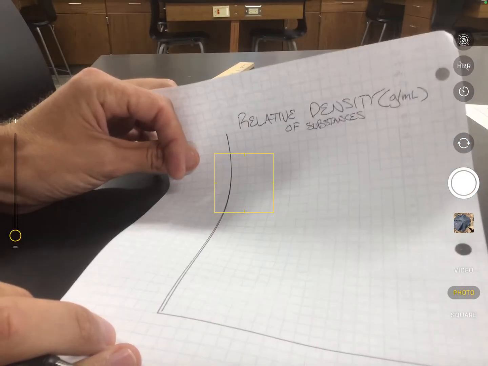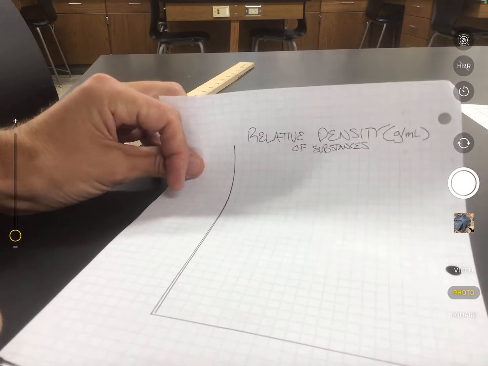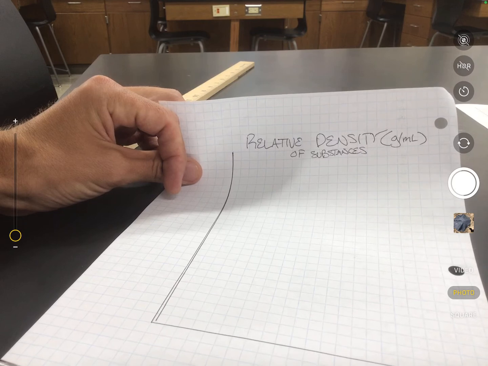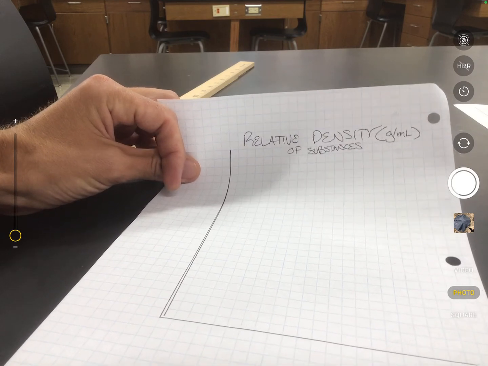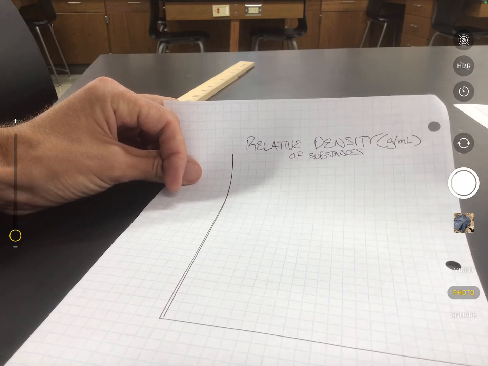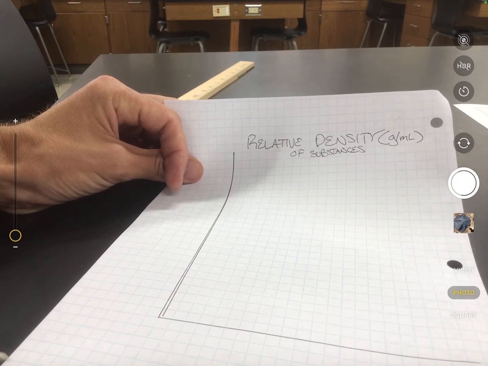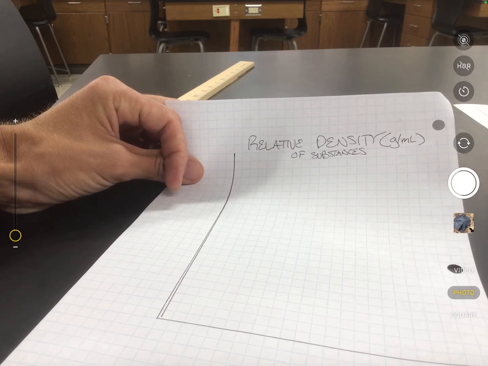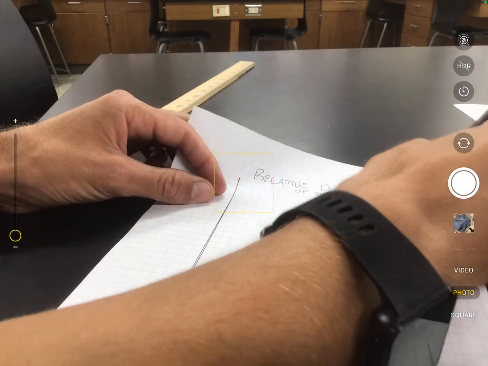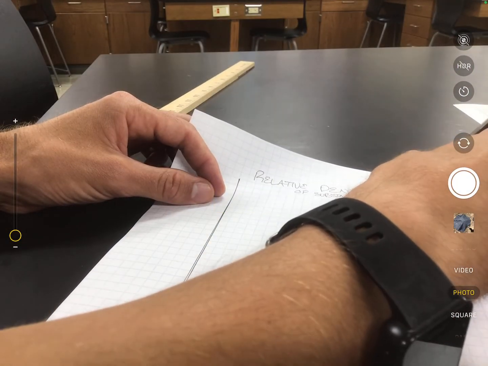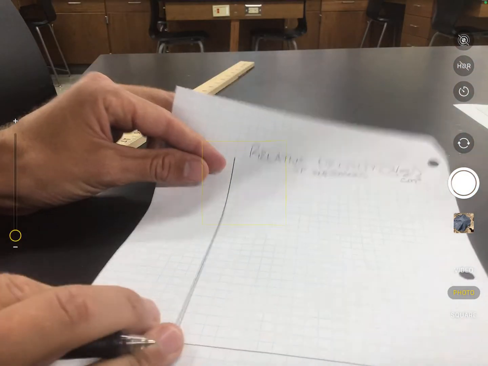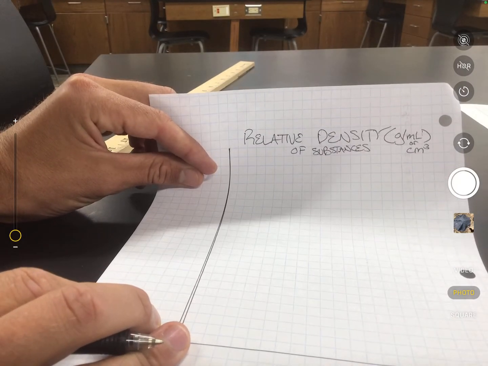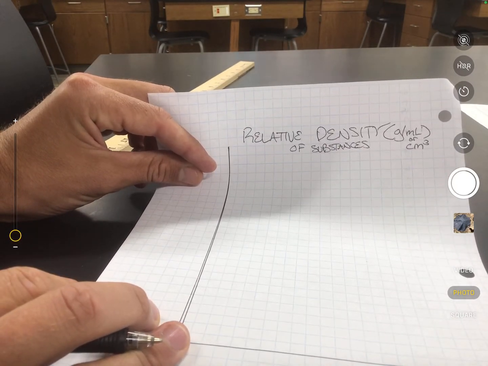Now, I'm just going to write grams per milliliter because we do have some liquids on there. We also have some solids. So even though those would be grams per cubic centimeter, I'm just going to do grams per milliliter. And actually, I'll write centimeter cubed too. We'll just do that, to divide it into liquid or solid, depending on what it is.